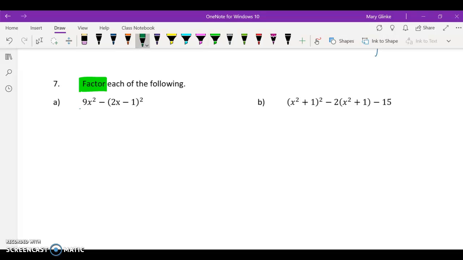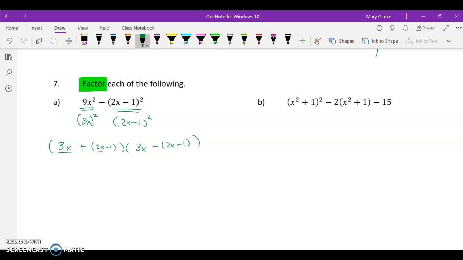If you're looking at these, this first term is a quantity squared. This last term is a quantity squared. So if I did 3x squared and 2x minus 1 squared, what I can do is factor by using the difference of two squares. So I'm going to have 3x as my first term and 2x minus 1 as my last term. And I'm going to have 1 plus and 1 minus.